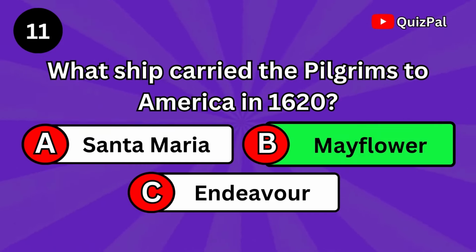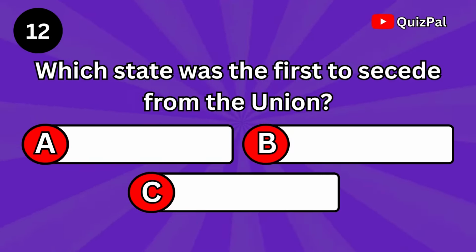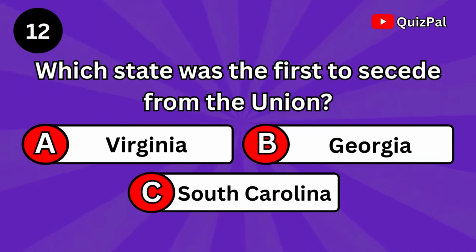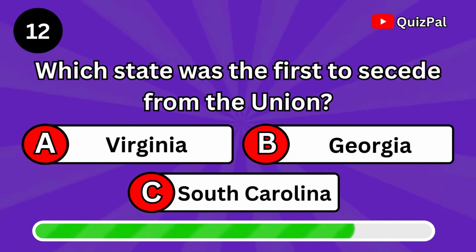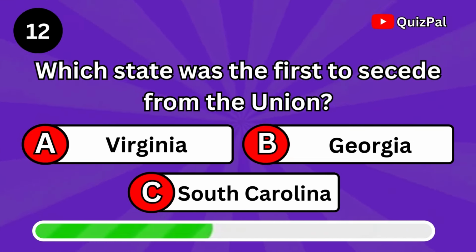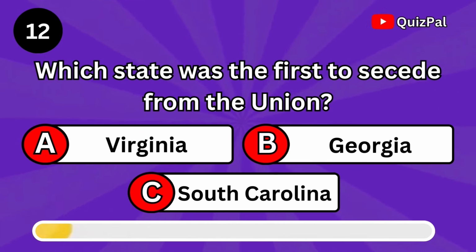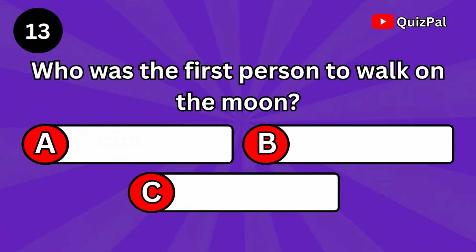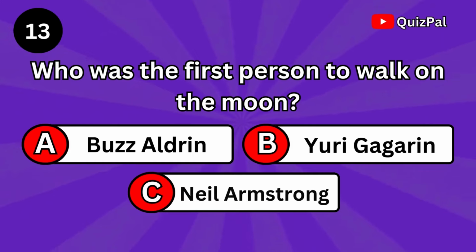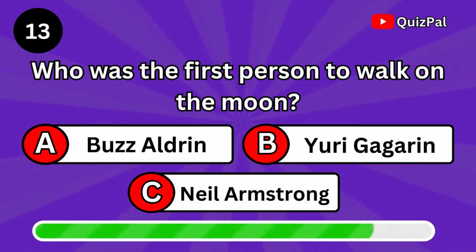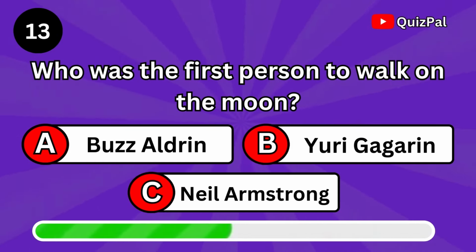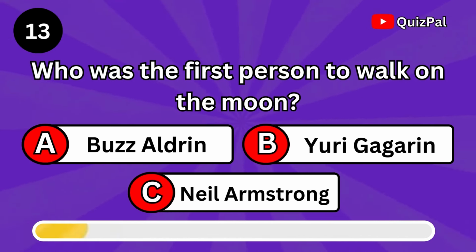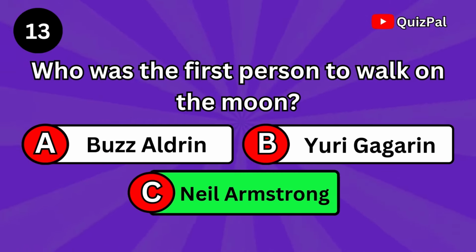The Mayflower. Which state was the first to secede from the Union? South Carolina. Who was the first person to walk on the moon? Neil Armstrong.